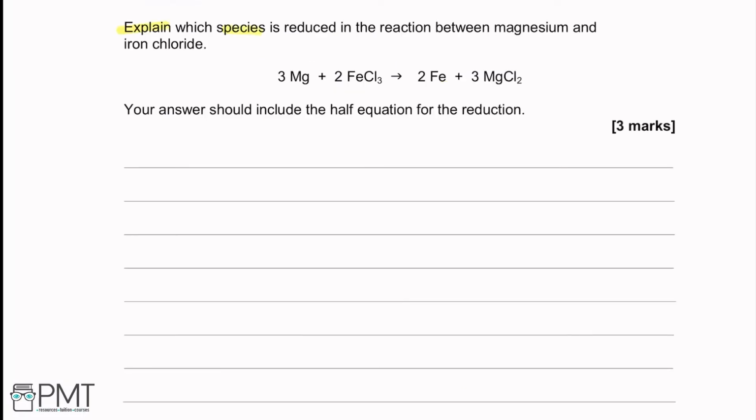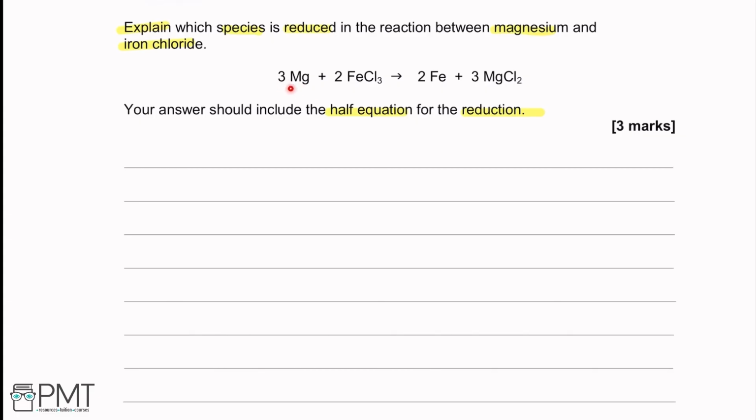Explain which species is reduced in the reaction between magnesium and iron chloride. Your answer should include the half equation for the reduction. So let's have a look at the equation. We've got 3Mg plus 2FeCl3 makes 2Fe plus 3MgCl2. So let's assign some charges.